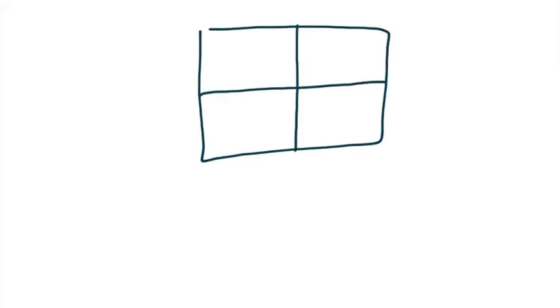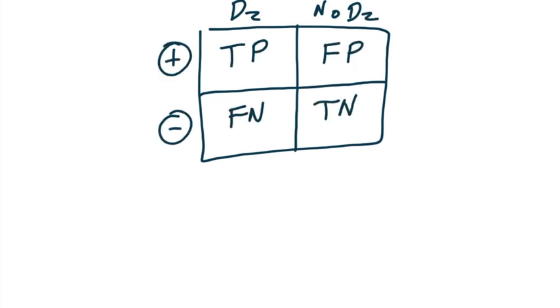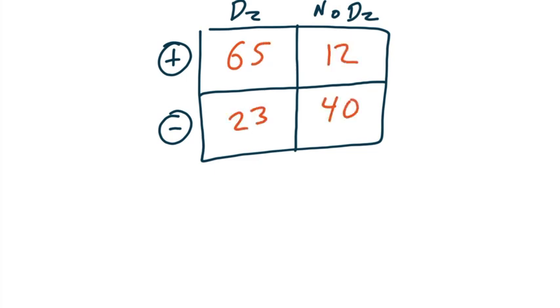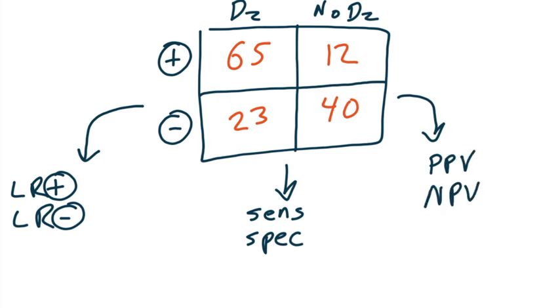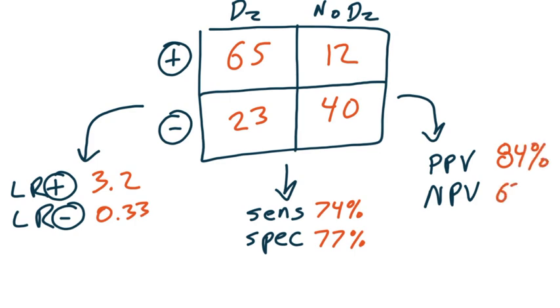Let's plot out our 2x2 table, which gives us true positives, false negatives, true negatives, and false positives. Now let's fill in these boxes with numbers. As a review, the information in a 2x2 table such as this can give you a positive likelihood ratio or a negative likelihood ratio. It can also give you sensitivity or specificity, or positive predictive value or negative predictive value. To save time, the information in this box results in a likelihood ratio positive of 3.2, a likelihood ratio negative of 0.33, a sensitivity of 74%, a specificity of 77%, a positive predictive value of 84%, and a negative predictive value of 63%.